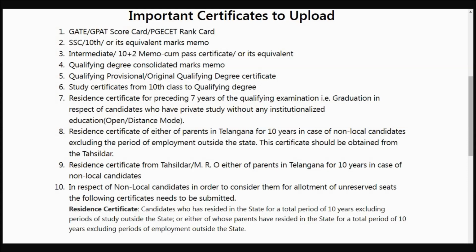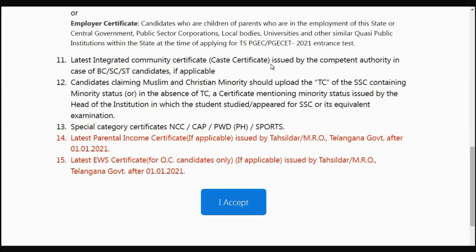Then the sixth thing is the study certificate from 10th class to the qualifying degree. Then the seventh thing is the resident certificate, and for the eighth, the resident. So you have to read each and everything, so you will get a clear idea about this. So you have to upload this caste certificate.